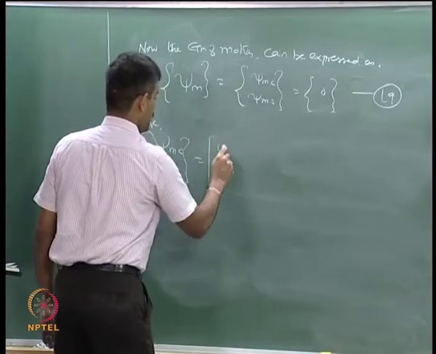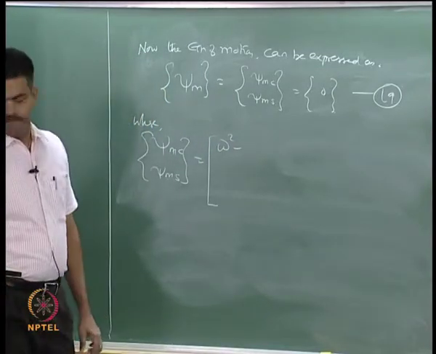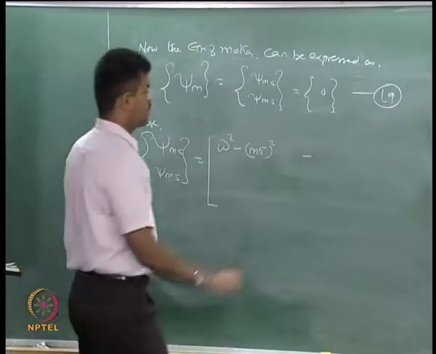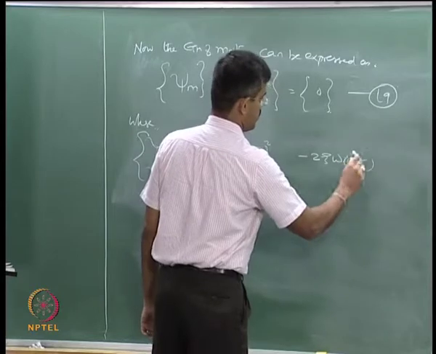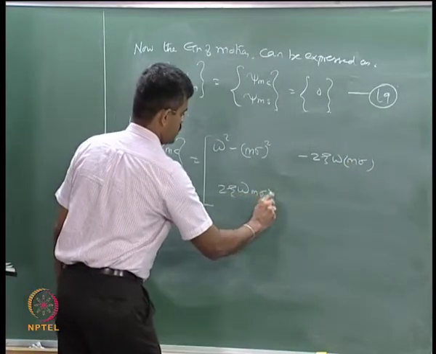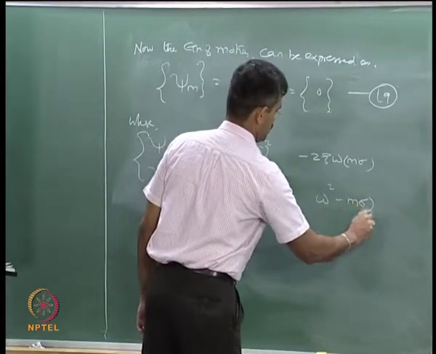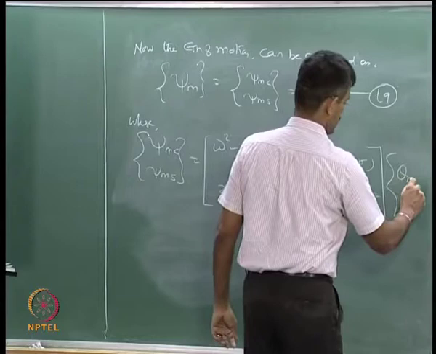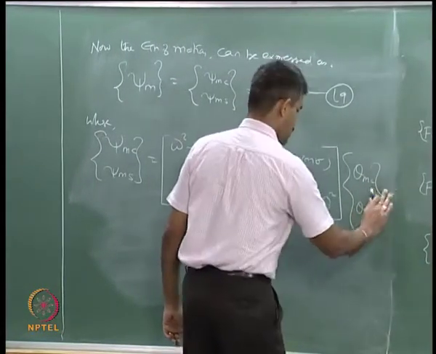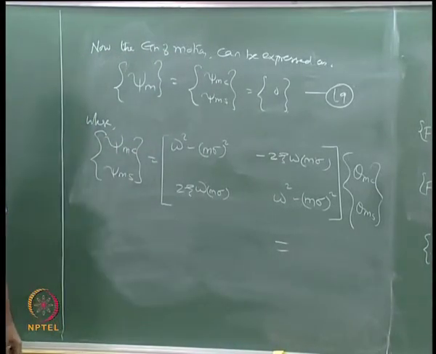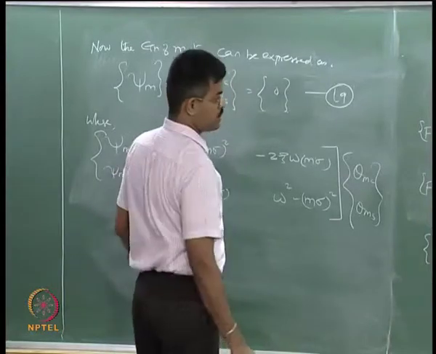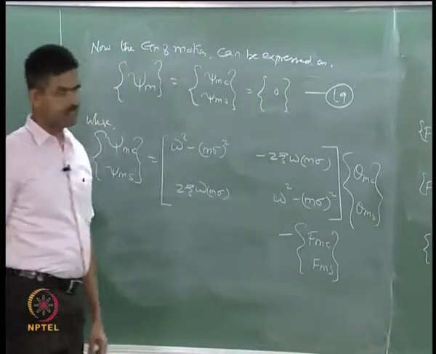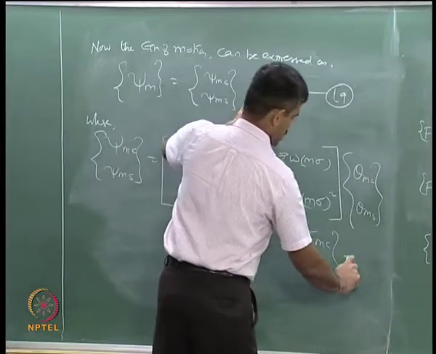a matrix of omega square minus m sigma the whole square, minus 2 zeta omega m sigma, and 2 zeta omega m sigma and omega square minus m sigma the whole square, times theta mc and theta ms, which is equal to, sorry, minus, because I need the minus value also as well, minus Fmc and Fms, which can now be set to 0, that is RHS.